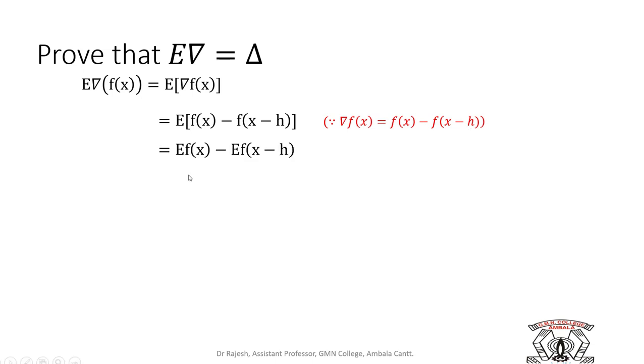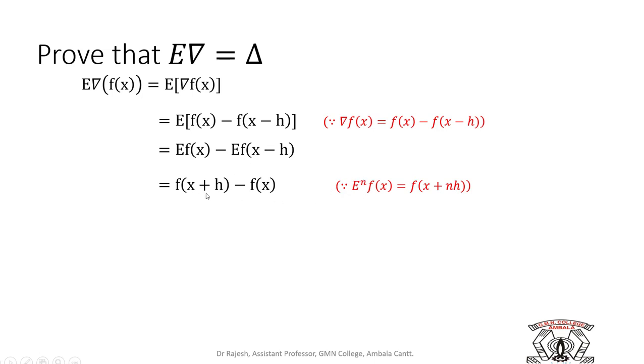Now this shift operator is distributive over addition, so this will go over here, this will go over here. At both places we have written E and E. Now again using the definition of shift, it will shift forward, so it will become f of x plus h. It will shift forward: x minus h plus h, so this will be f of x. So simply the definition is used.